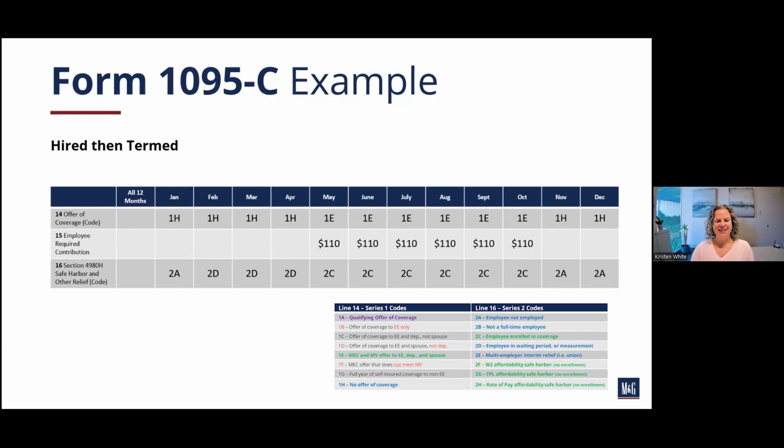Hopefully you don't have too many of these, but here is an example of what it looks like if you have a hire and then a term, or one or the other. We're used to seeing the hire. So this one hired in February, first offered coverage in May, and they took the coverage. This employer keeps them covered through the end of the month. So we have that here. And then for the last 2 months, they were not employed.